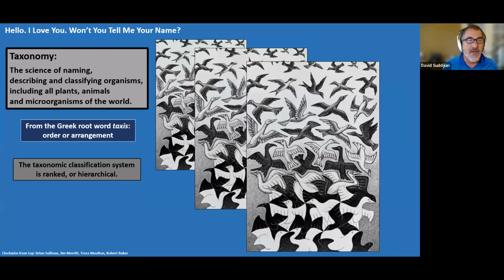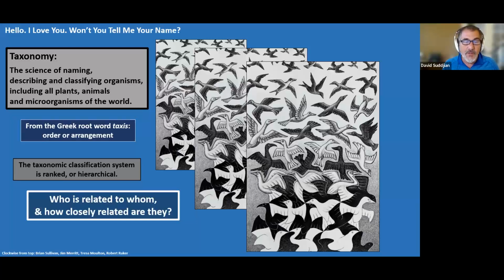And the word taxonomy comes from the Greek root word taxis, which refers to order and arrangement of things. So a taxonomic classification system is a ranked or hierarchical system that seeks to put things into different compartments to describe their relationships with each other, whether closely related or more distantly related. So who is related to whom, and how closely related are they? That's the question we're talking about when we're talking about taxonomy.